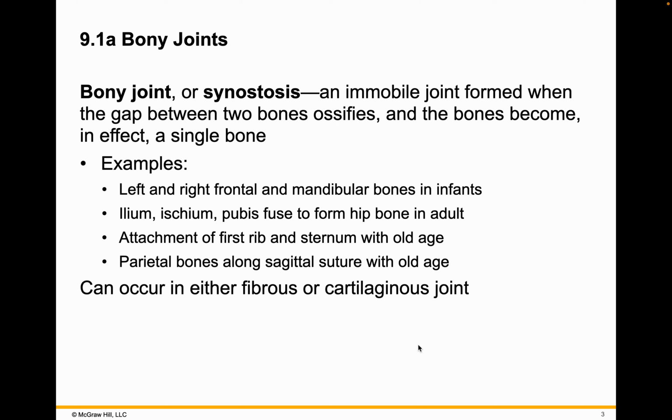A bony joint, or synostosis, is an immobile joint formed in the gap between two bones that ossify, and the bones become, in effect, a single bone. So the left and right frontal and mandibular bones in infants are going to ossify. The ilium, the ischium, and the pubis fuse to form the hip bone in an adult. The attachment of the first rib and the sternum with old age becomes a joint. And the parietal bones, along with the sagittal suture, fuse as we get much older. They can occur in either a fibrous or cartilaginous joint.